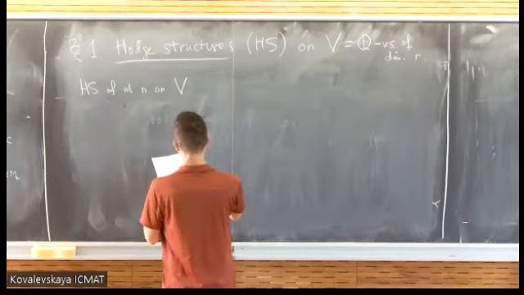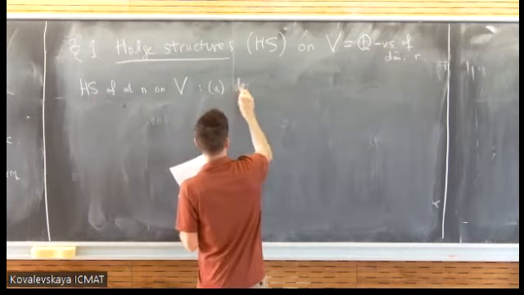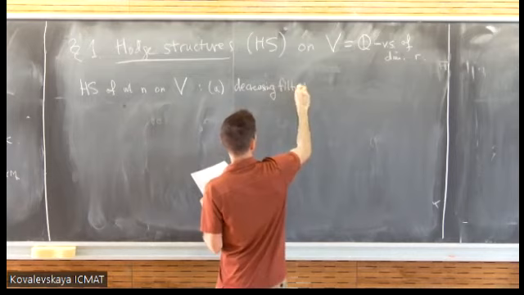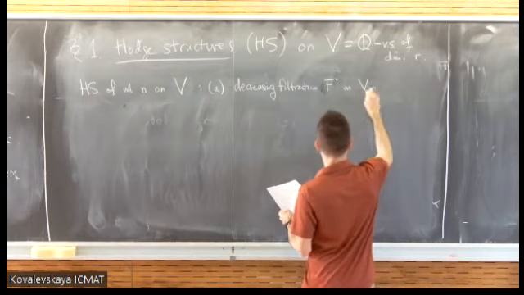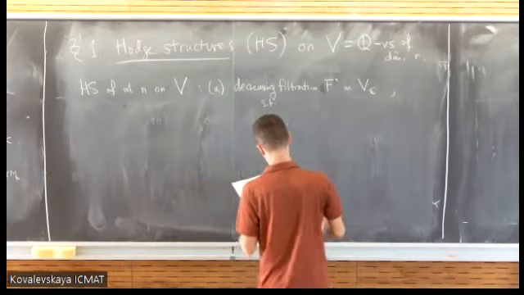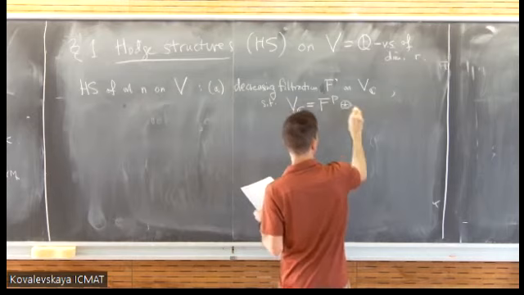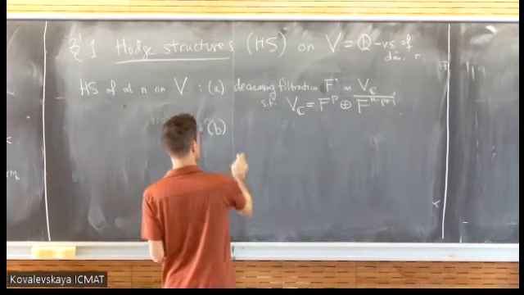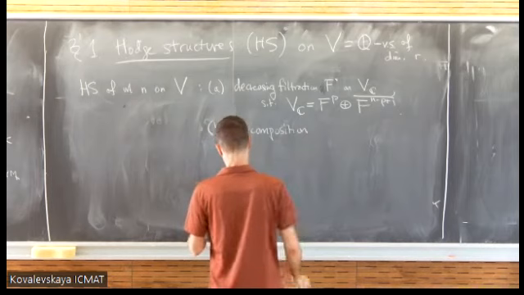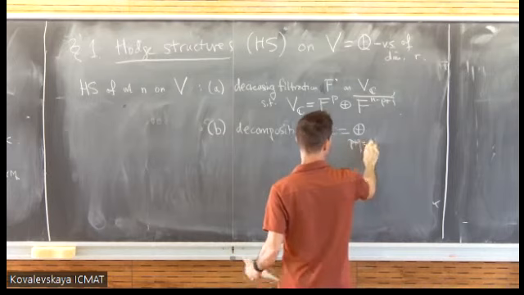So first is by a decreasing filtration. This is slightly fancier than the other definition. It is on the complexification of this vector space. We need the condition on this decreasing filtration that V_C can be expressed as the direct sum of F^P and the complex conjugate of F^(N-P+1). The more down to earth one that everyone knows is a decomposition of V_C into a sum over P plus Q equals N of V^{PQ}.